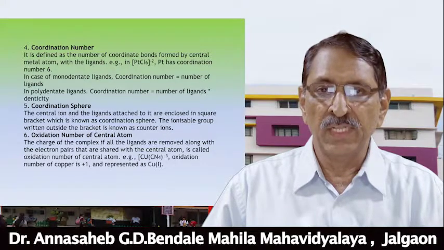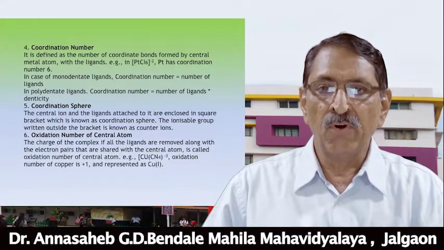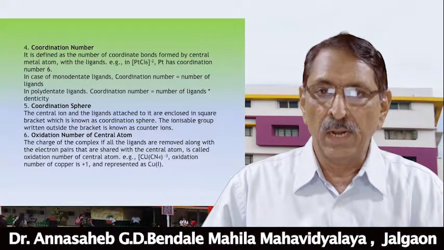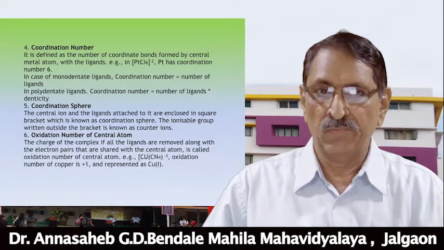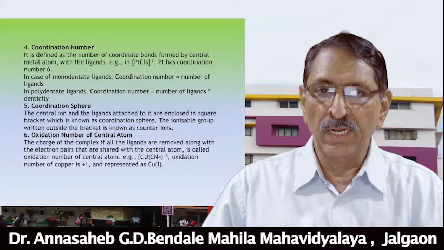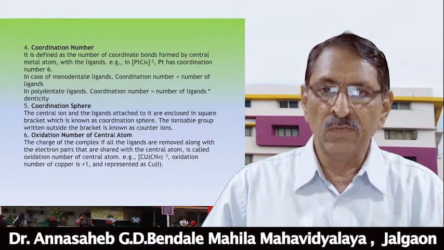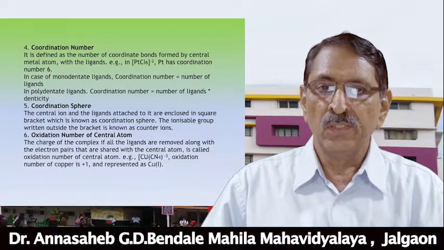For example, if we take the example of the hexachloroplatinate(2-) ion, in this complex ion there are 6 chloride ligands. So, they form 6 coordinate bonds around the central platinum atom, and therefore the coordination number of this platinum ion is 6. Now, in case of monodentate ligands, the coordination number is equal to the number of ligands, but in case of polydentate ligands, the coordination number is equal to the number of ligands multiplied by denticity.